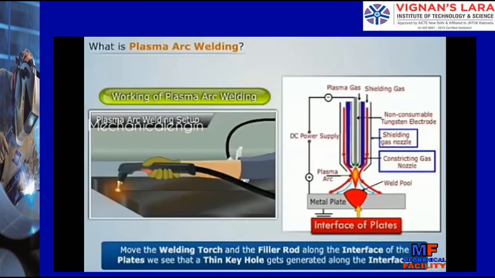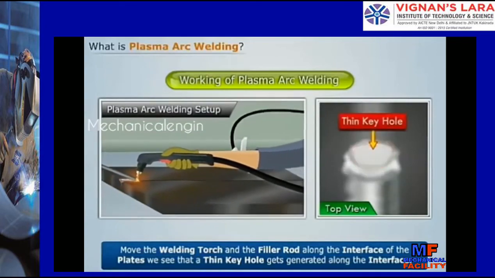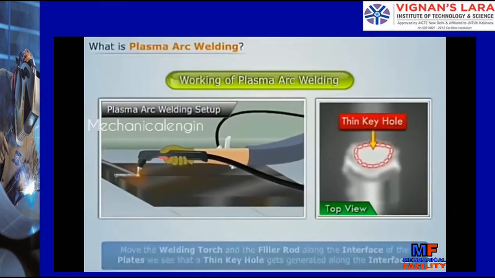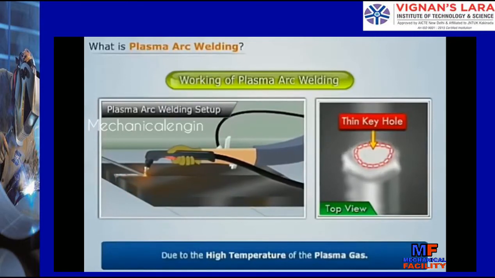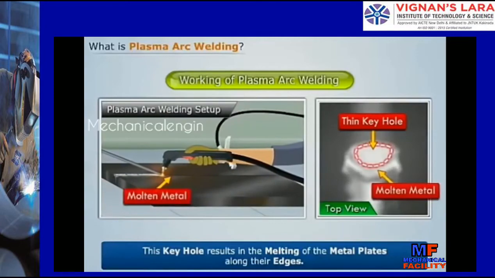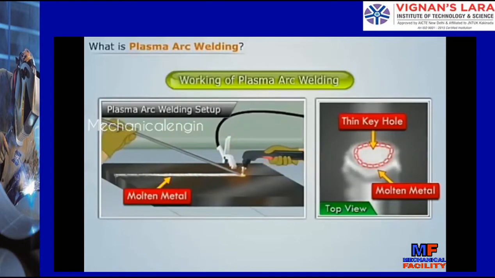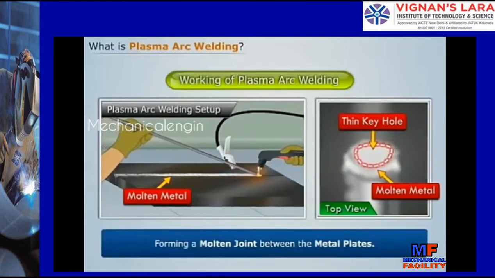Now, as we move the welding torch and the filler rod along the interfaces of the plates, we see that a thin keyhole gets generated along the interface due to the high temperature of the plasma gas. This keyhole results in the melting of the metal plates along their edges. Now again, when we move the filler rod and the welding torch along the interface of the plates, we see that the melted metal flows back into the keyhole, thus forming a molten joint between the metal plates.